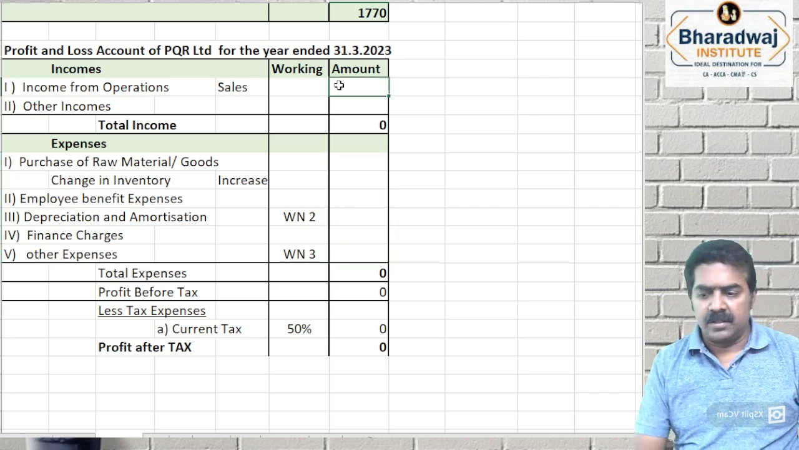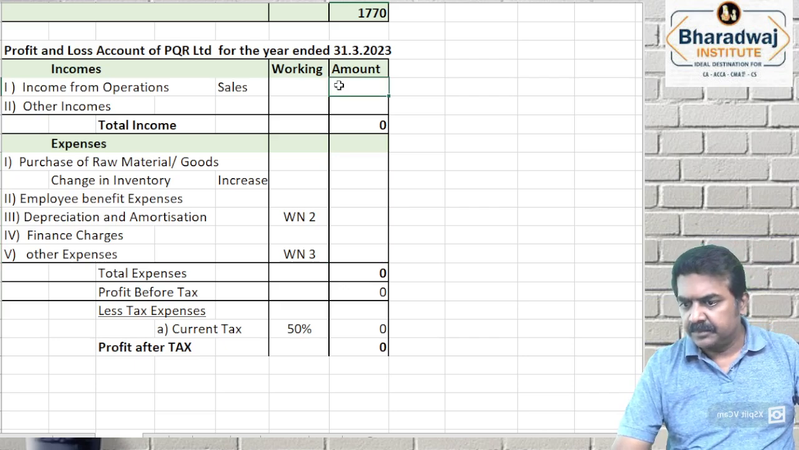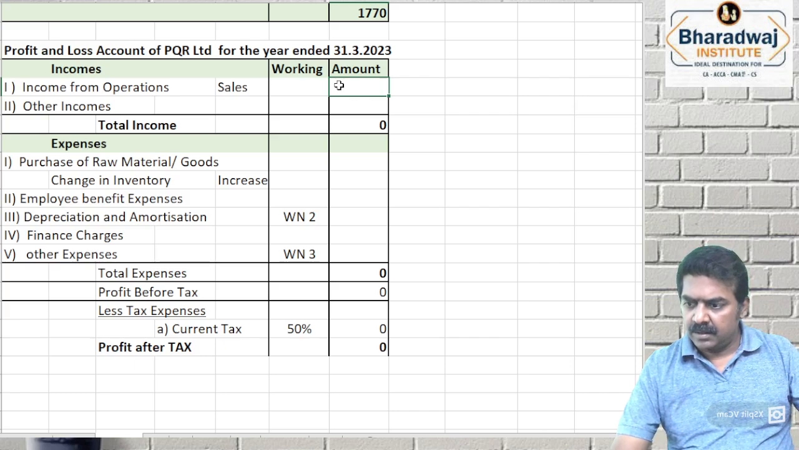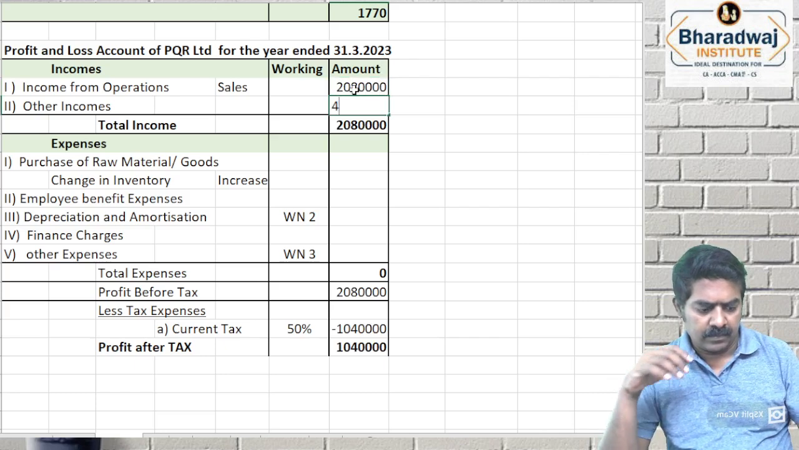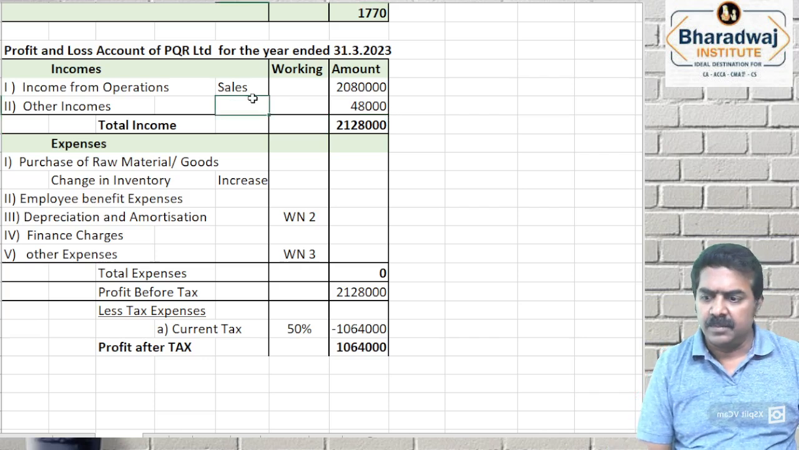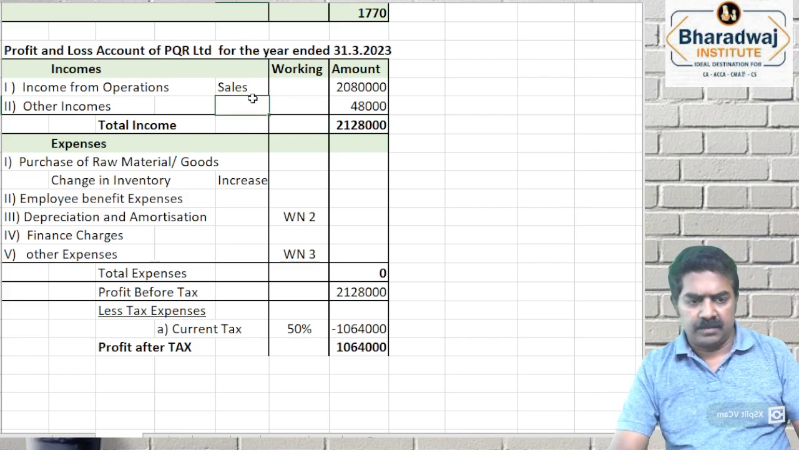Tell me your answer. What is the operating income? 21 lakh. Then income 48,000. Other income, what is other income in this? Interest on investments.